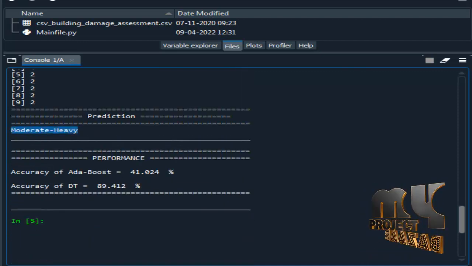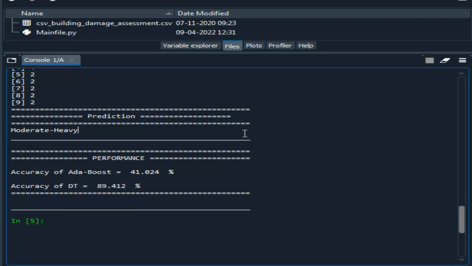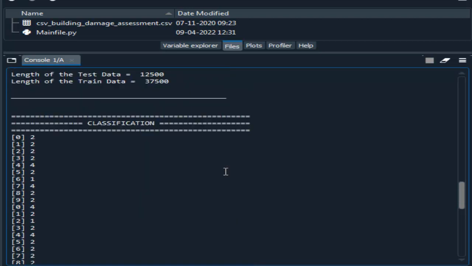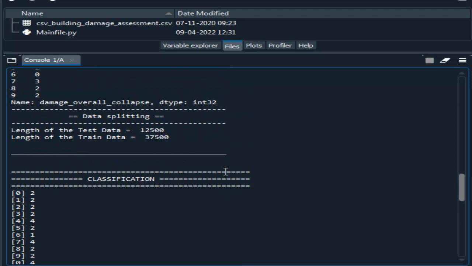Then prediction, where we predict what type of construction injury it is, like moderate or heavy and so on. Then this is the performance analysis for both algorithms. So this is the output of our project.